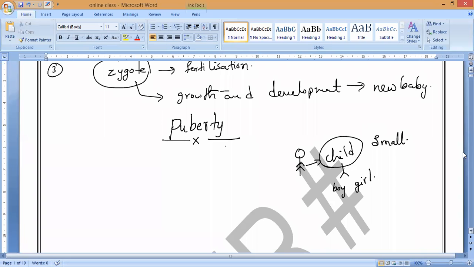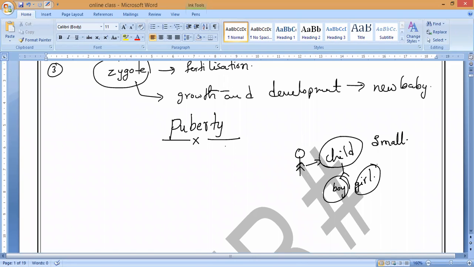Some of you can easily guess, but in most cases, when you see a very small baby, it is very difficult to say by appearance whether it is a boy or a girl. But once it slowly grows up, we can easily discriminate by observing some changes. So now let us come to here.